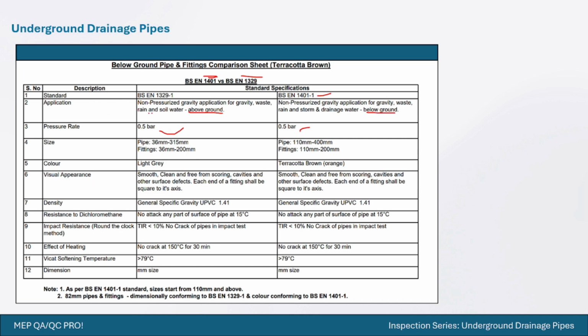The first thing you will match is what standard is mentioned on the pipe. Second, what is your pipe size and fitting. The pipe size for above ground is coming from 36 mm to 135 mm, which is under your project requirement, and the below ground is 110 to 400 mm. This is what we normally receive. We already know light gray is for above ground and orange color is for below ground.